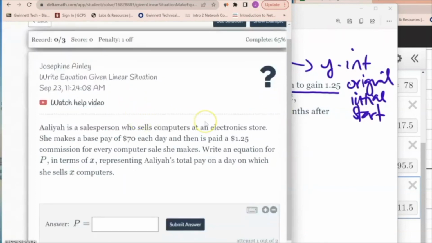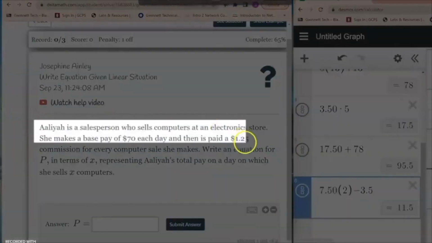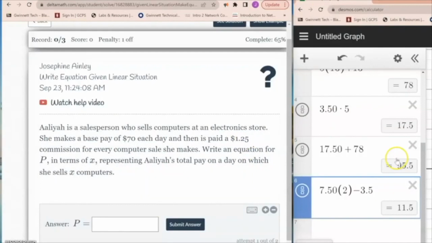Let me see if this is one that you'll do. Yes, this is another question, kind of like what you're going to be getting. So I'll go ahead and go over this one too.